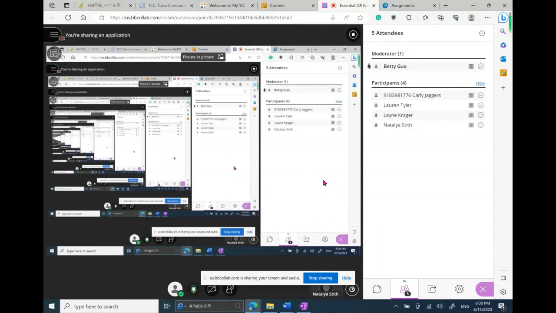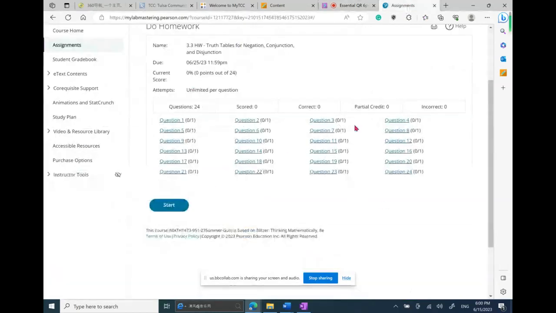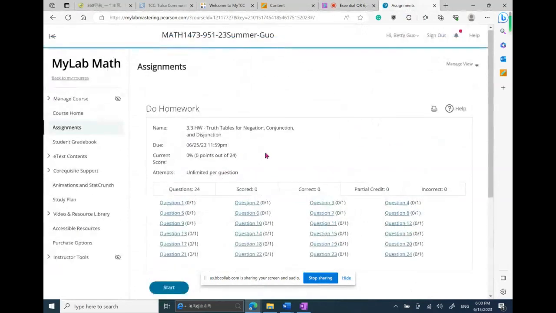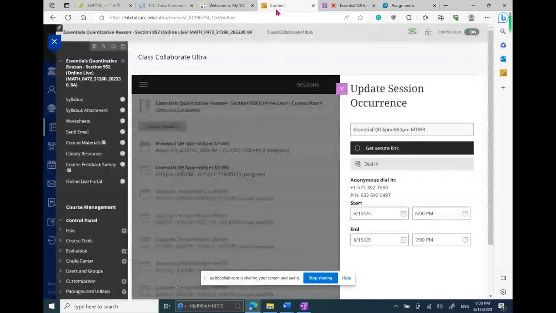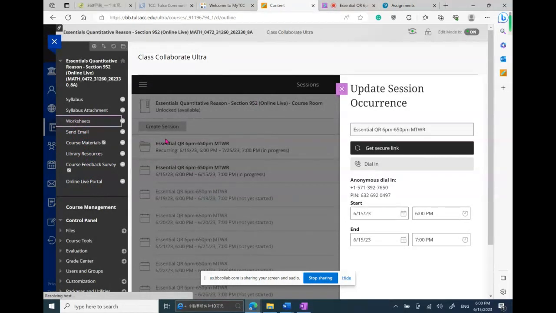And today we plan to go over the questions on section 3.3, truth tables. My plan is to go over 3.3 and 3.4. And we will have a homework today, all right? Let me show you what homework. In the worksheet, you go to worksheets.